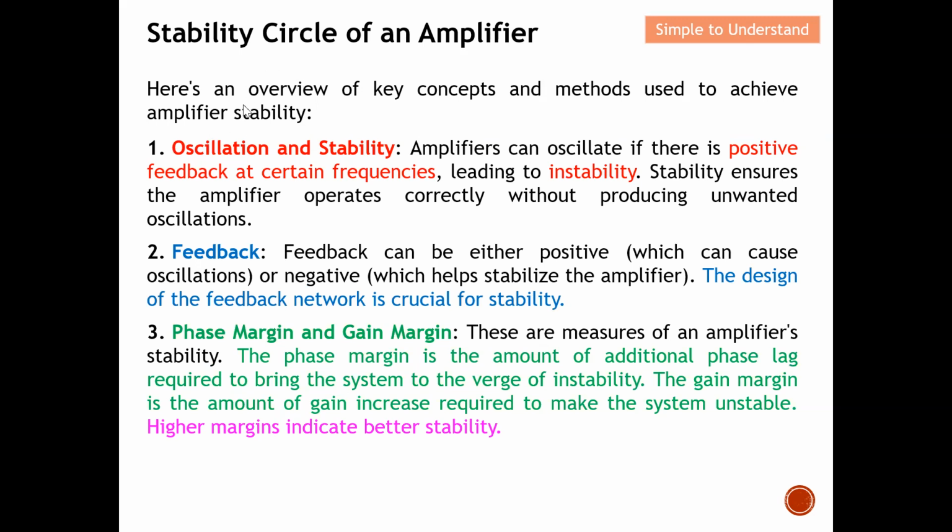Let's do a quick review on the key concepts and the methods that we can use to ensure the amplifier is stable. Firstly, as I mentioned about oscillation and stability, an amplifier can oscillate if there is positive feedback at certain frequency, leading to instability. Let me paint a picture. For example, you design an amplifier in order to have gain, correct? If you have positive feedback, the amplifier gain will keep on increasing.